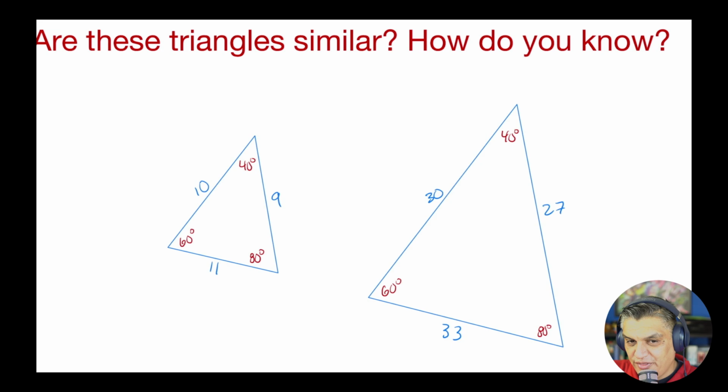Were there two things that have to be true in order for two figures, two polygons, two shapes to be similar? Does anyone remember? Anybody?